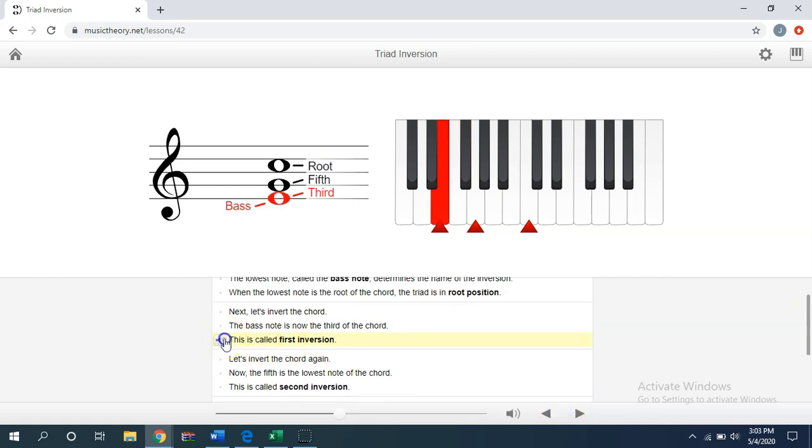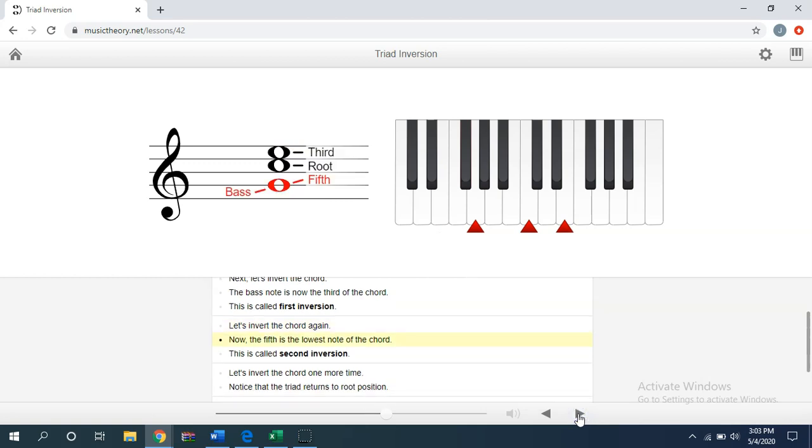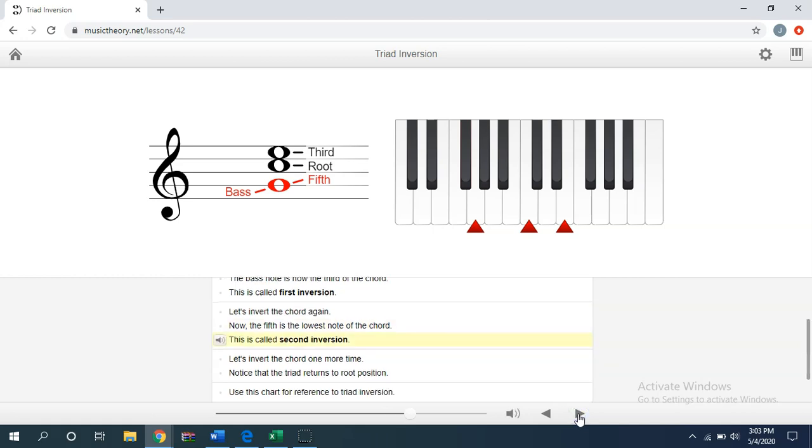Let's go ahead and listen to that. Still major, still happy, just slightly different in sound. We're going to invert the chord again. E is going to go up an octave. Now we have the 5th as the lowest note of the chord. Our 5th is now our bass. The notes haven't changed, just which one is the lowest sound. This is called second inversion. Here's what it sounds like.